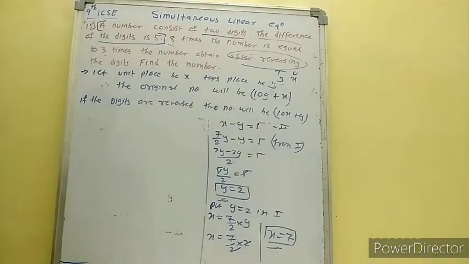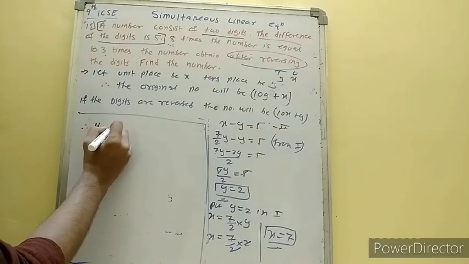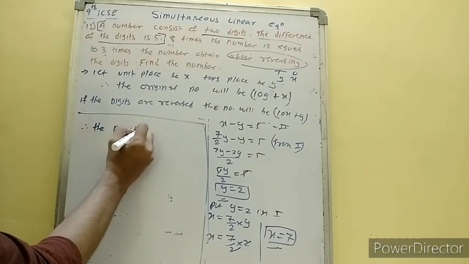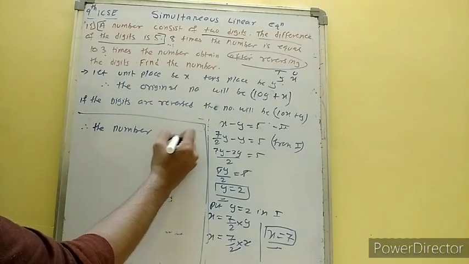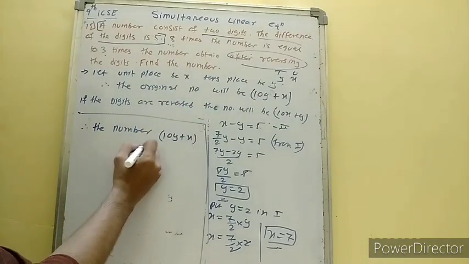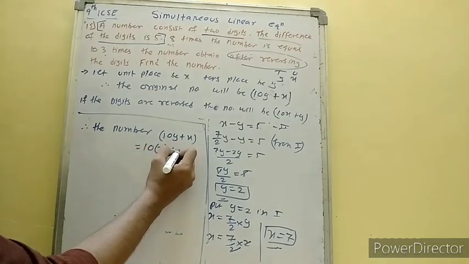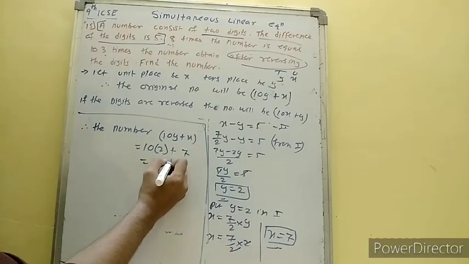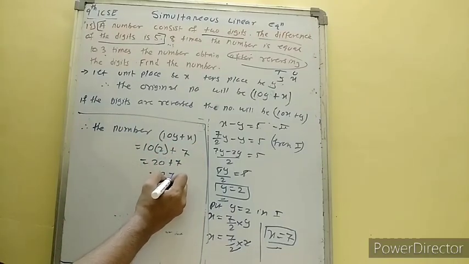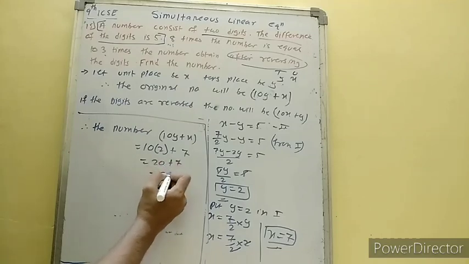The original number, therefore the number means original number will be 10y plus x, that is 10. What is the value of y? 2, and x is 7. So it is 20 plus 7, and the number is 27. So the number is 27 over here.